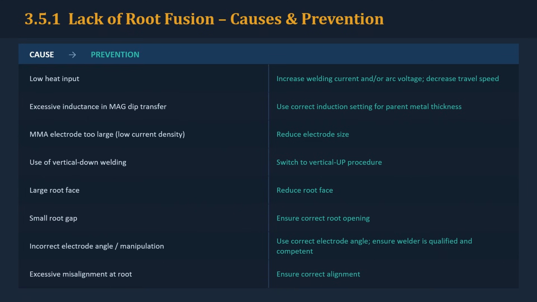Joint preparation is equally important. A root face that is too large makes it more difficult for the arc to reach the root. A root gap that is too small also restricts access. Incorrect electrode angle or manipulation can direct heat away from the required fusion area. Finally, excessive root misalignment can disturb the joint geometry. This is why fit-up inspection is so important. Before welding begins, the inspector should verify the root opening, root face, alignment and bevel condition against the approved WPS and drawing. If the joint preparation is wrong, the welder may not be able to compensate through technique alone.